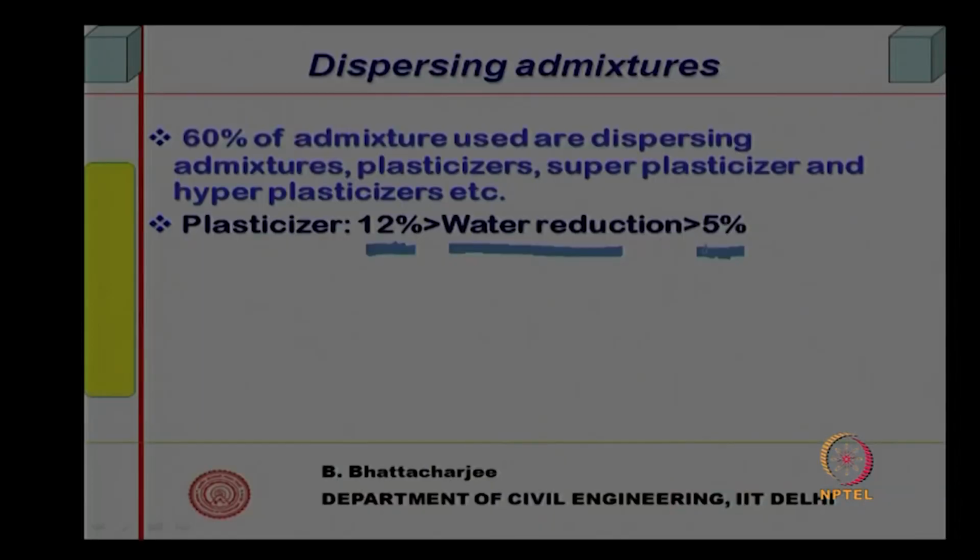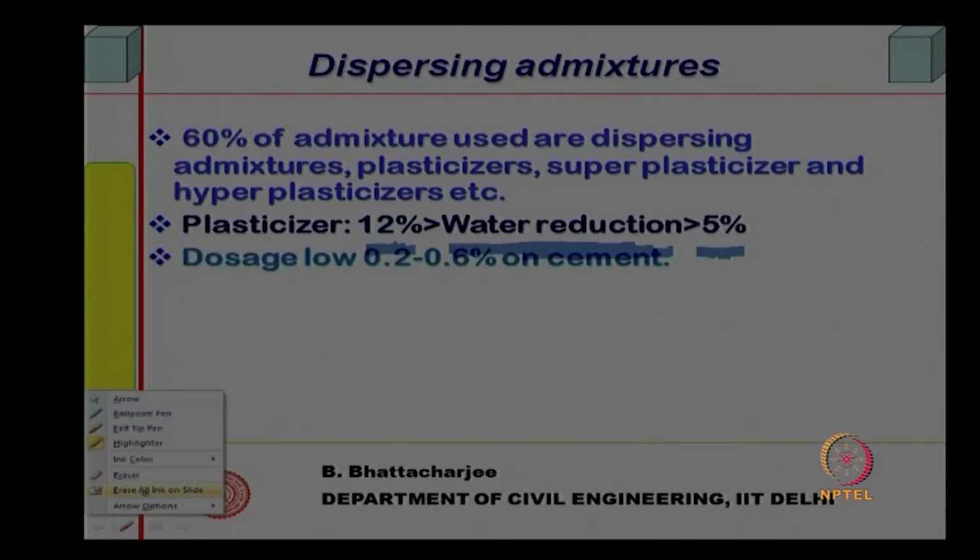So, the nomenclature differs. In ASTM classification, largely they will be called water reducing agents, whereas in some other nomenclature they will be called plasticizers. Now, these plasticizers can reduce water requirement by 5% to 12%. So, it will be more than 5%, less than 12%. So, for the same plasticizing effect, it will reduce the water by this amount.